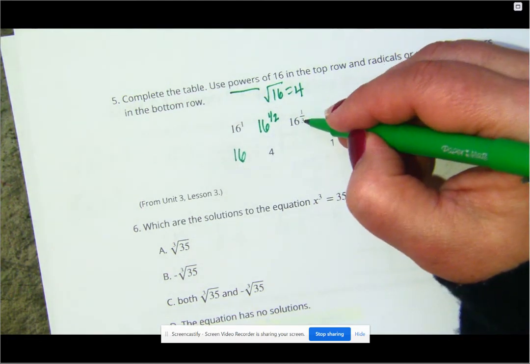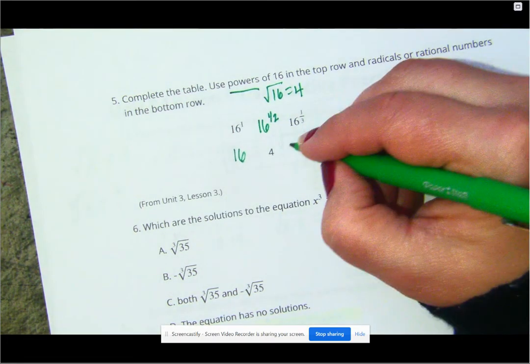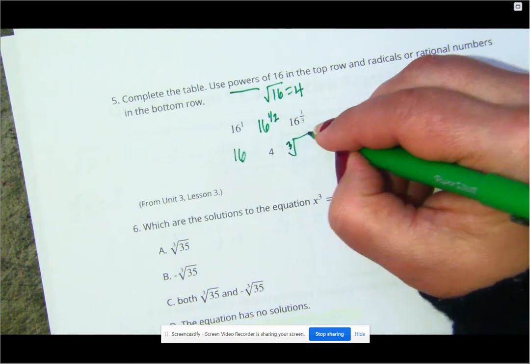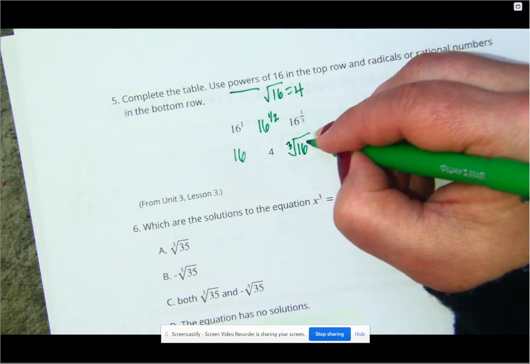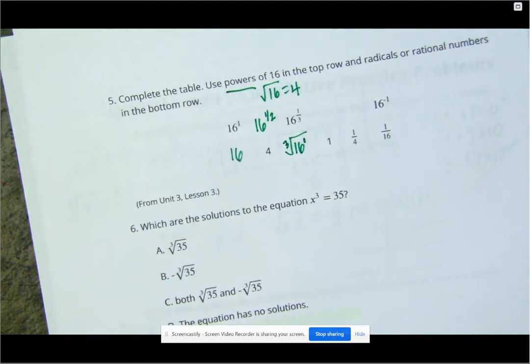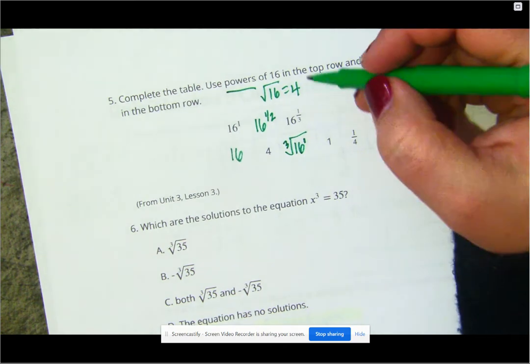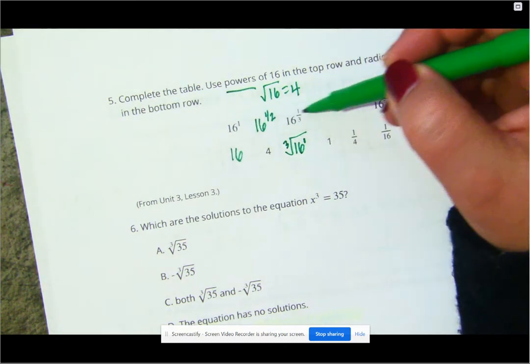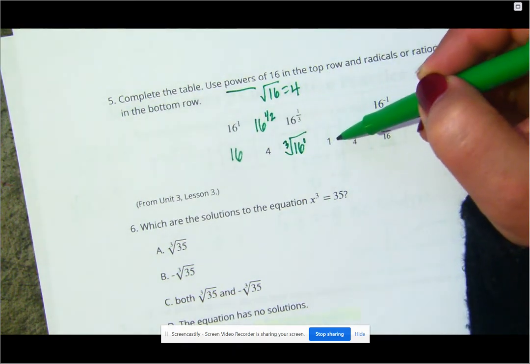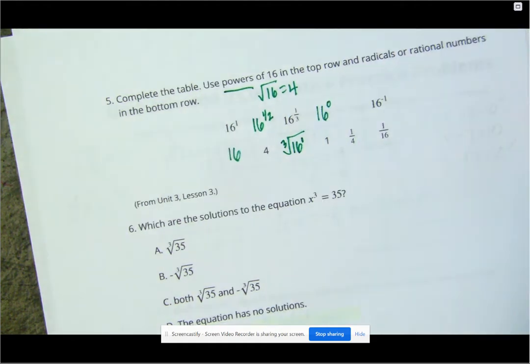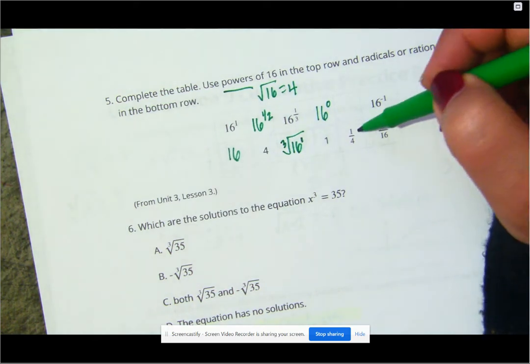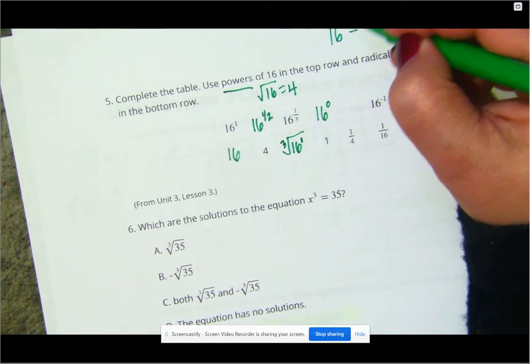16 to the 1/3, remember the denominator is the root and the numerator is the power it's being raised to. Since that's just a 1, you could write it there or you could leave it off. It's your choice. Okay. And we're supposed to do 16 to what power makes this? Well, what power turns any number into 1? 16 to the 0. Okay, and this last one, how could 16 become a 4th?